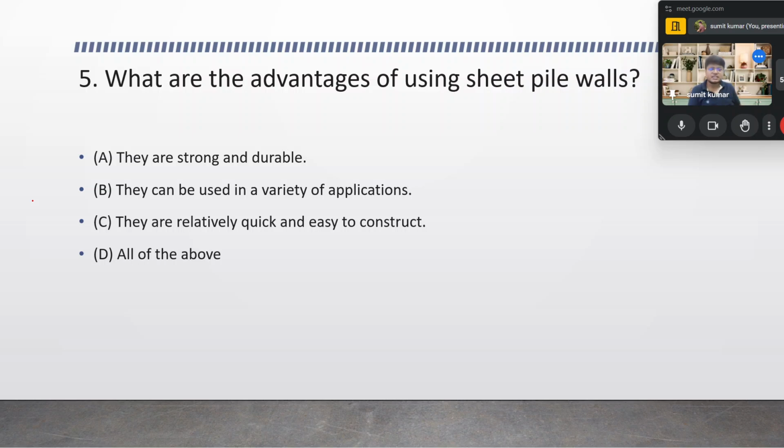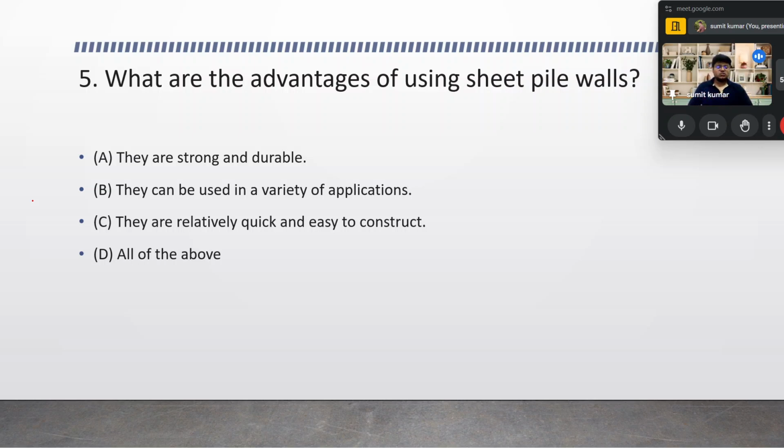Our next question is, what are the advantages of using the sheet pile wall? Over here, the advantages of using sheet pile walls are that they are strong and durable. They can be used in a variety of applications, and they are relatively quick and easy to construct. All of the above. Strong and durable is the second slide which we have discussed today. Variety of applications, we have seen approximately 15 to 20 points in the applications, such as protect, prevent erosion. It works in different aspects, so this is also great.